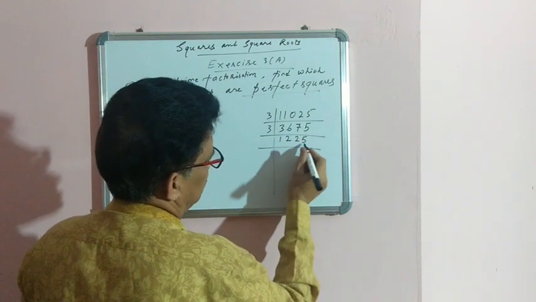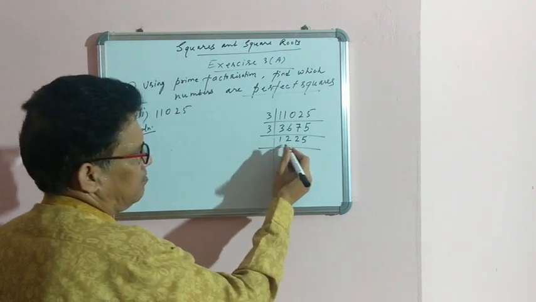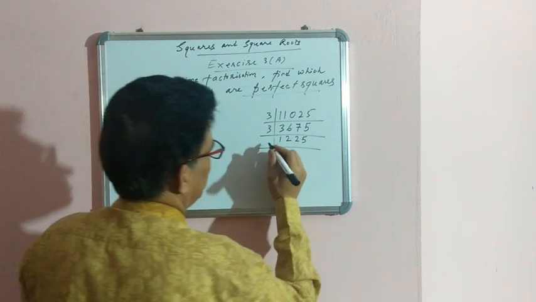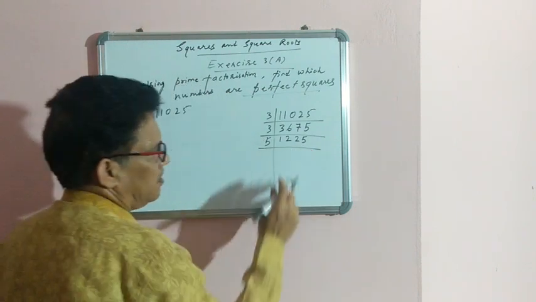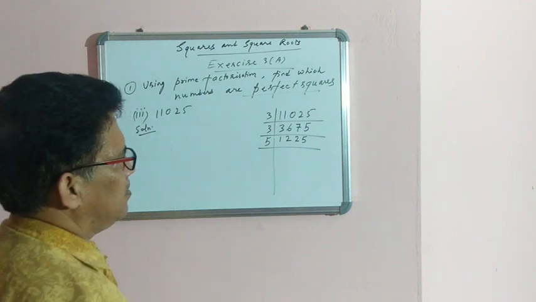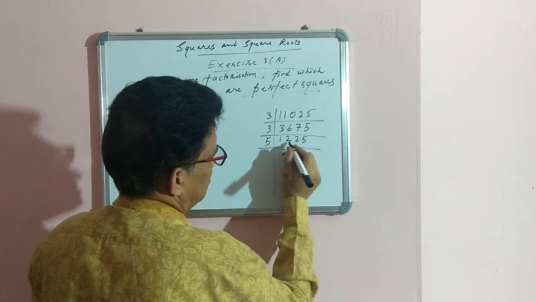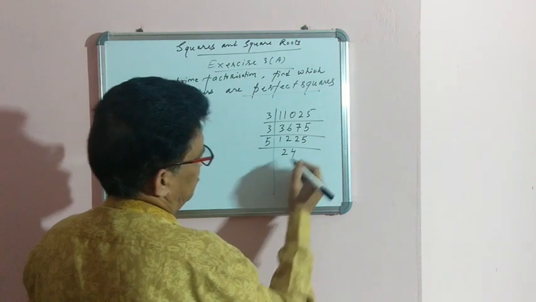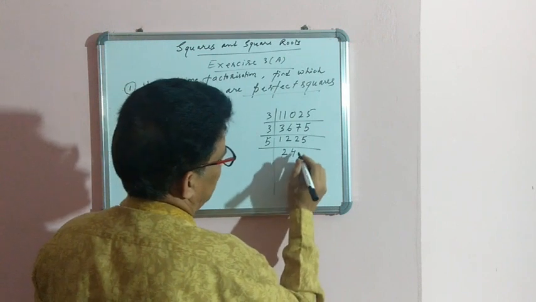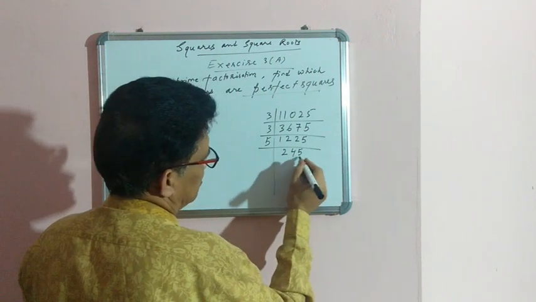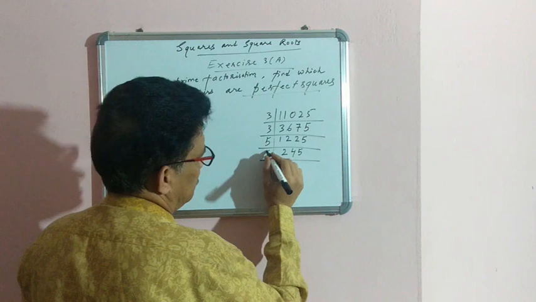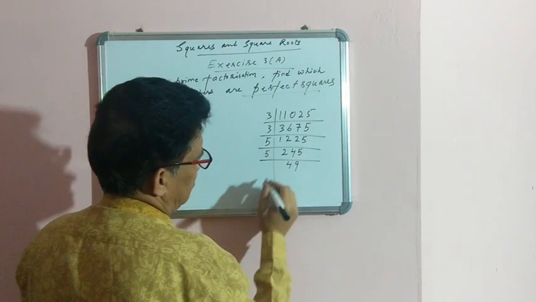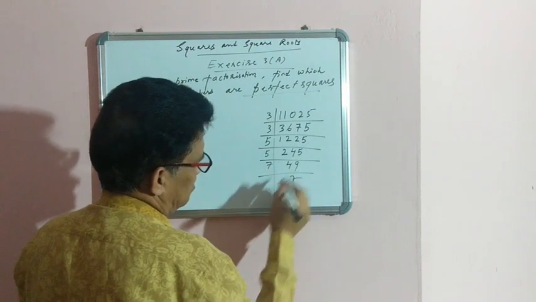We get 1225. Now check it: 1 plus 2 plus 2 plus 5 is 10, which is not divisible by 3. So we will divide it by 5, because this number is divisible by 5. 5 twos are 10, then 5 fours are 20, then 25 will be there, and 5 fives are 25. Again this number is divisible by 5, and we get 49. Then you can see easily that this is the square of 7.